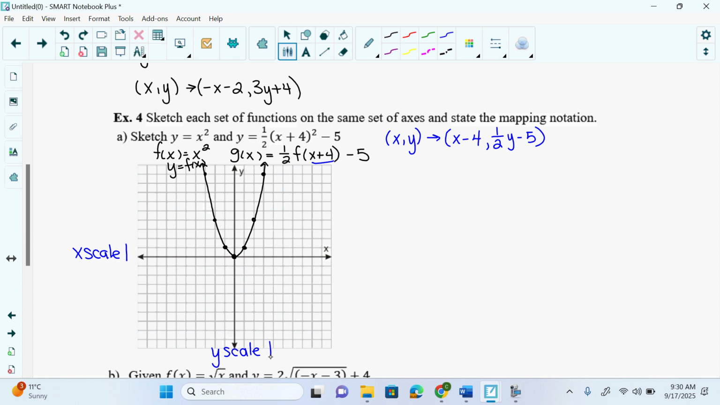Okay? So, we have negative 3, 9. We have negative 2, 4. We have negative 1, 1. We have 0, 0. 1, 1. 2, 4, 3, 9.